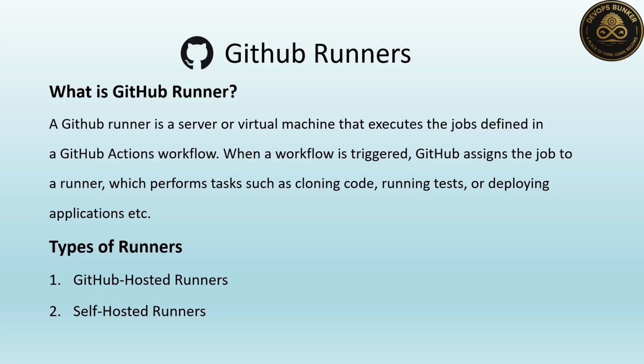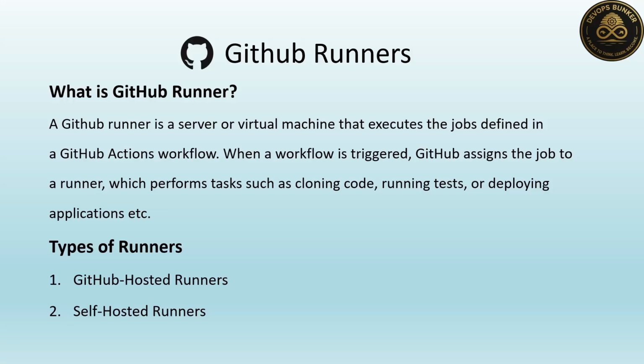So, types of runners. We have two types of runners: GitHub-hosted runners and self-hosted runners. So what are GitHub-hosted runners? GitHub-hosted runners are provided by GitHub only. So we just have to configure it in a GitHub Actions workflow. Once the job is triggered, GitHub will automatically assign a runner to this workflow based on our workflow configuration, and the workflow executes the task on that runner. Once the job is done, this runner will automatically be destroyed or terminated.